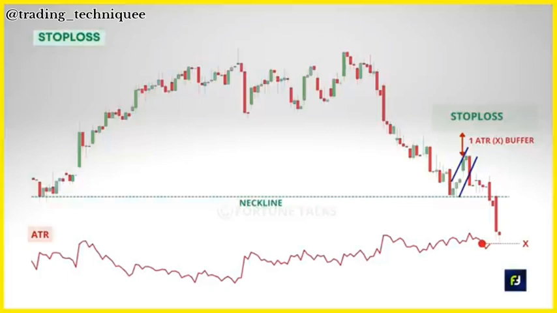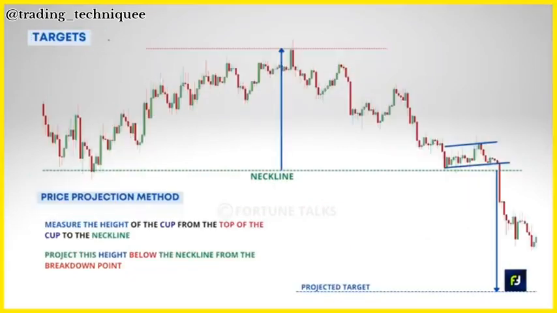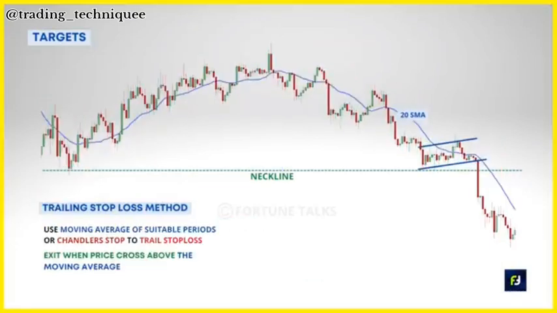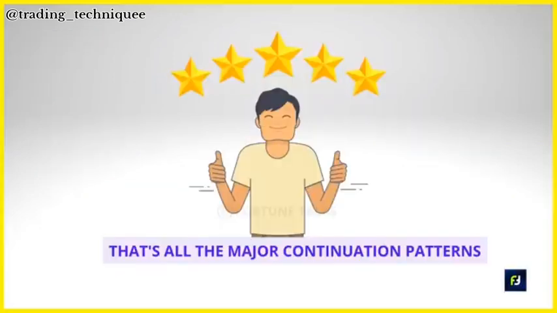Now the stop loss can be placed with a 1.8R buffer above the handle of the pattern. And finally, the target can be set equal to the height of the inverted cup from the neckline to the top of the cup and projected below the neckline from the breakout point. Yet another way is to ride the whole trend using a trailing stop loss method using moving averages and exit only when the price moves above the average. Now that is all the major continuation patterns in a single video.